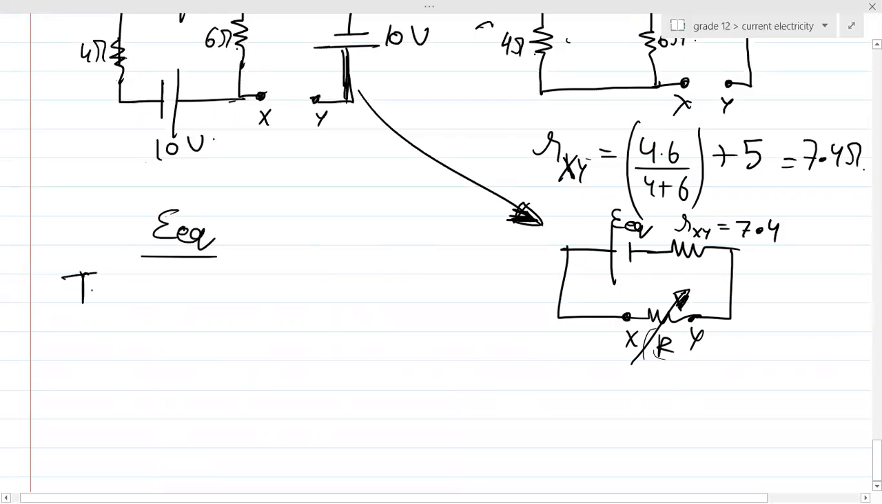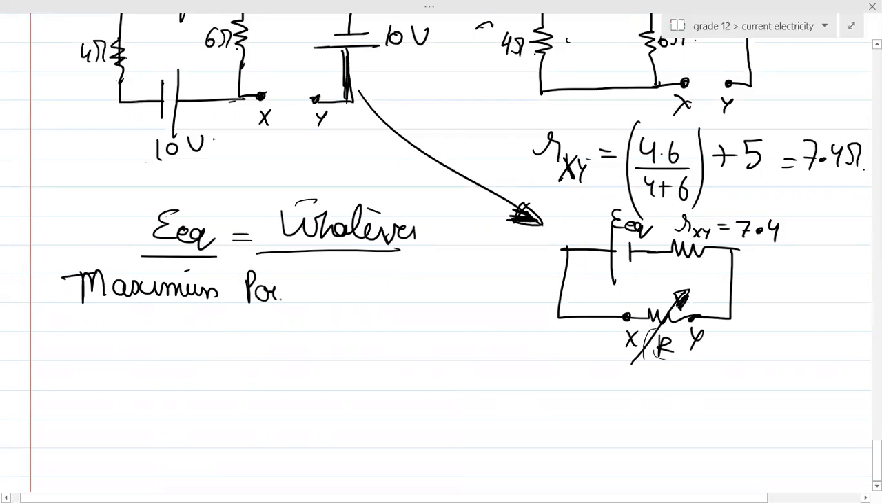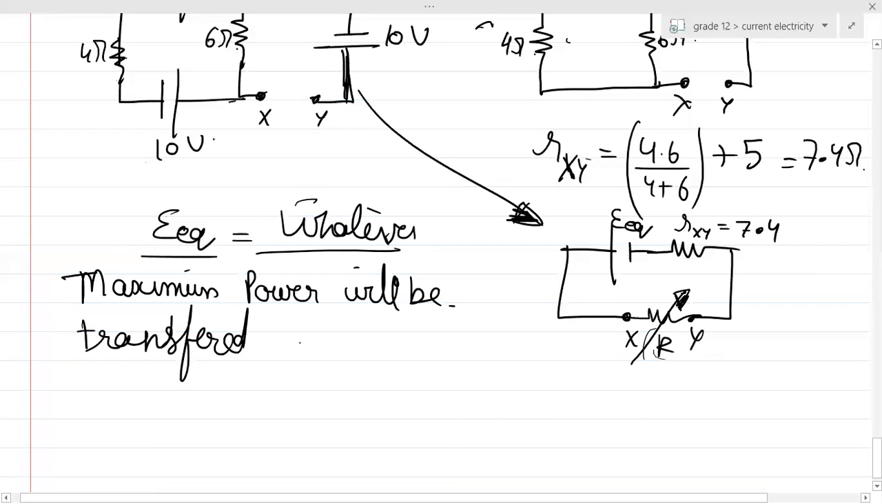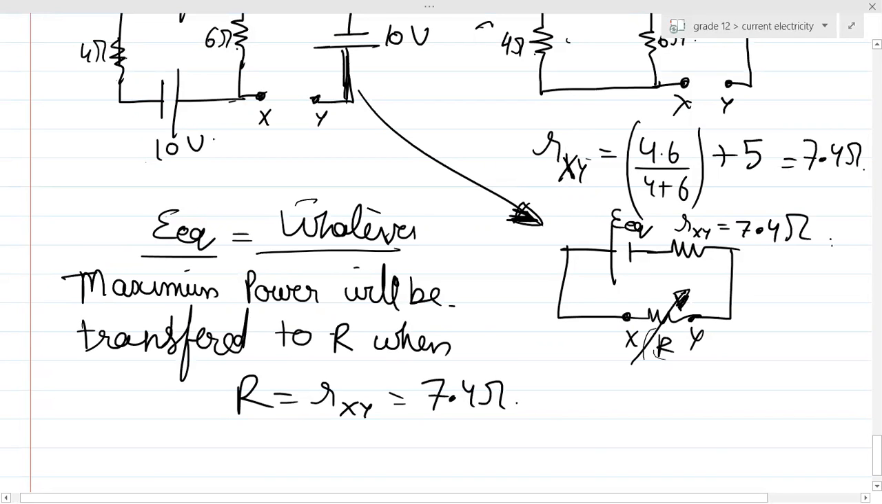Maximum power will be transferred to R, whatever; you don't need to calculate it. So can you see only one step of Thevenin solved this problem? Maximum power is transferred to R when R is equal to the internal resistance across XY, which is basically 7.4, and that's the answer to this question. Any doubt, guys? I told you that there is one concept of maximum power transfer which requires Thevenin as well. Whenever we do Thevenin, I'll teach you.